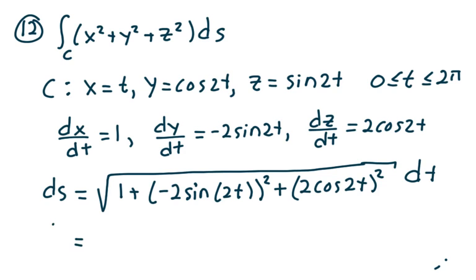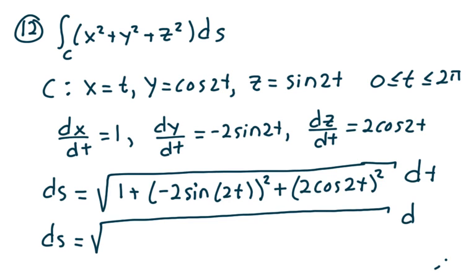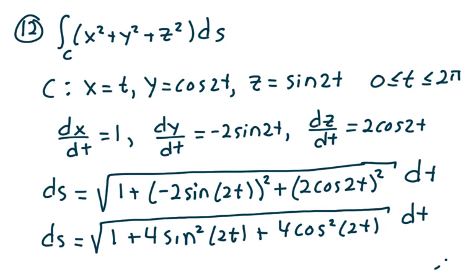And so here, ds is the square root of 1 plus 4 sine squared of 2t plus 4 cosine squared of 2t, and then, again, that's dt. If I factor out a 4, notice I get sine squared plus cosine squared, which is equal to 1, right? And so that says that ds is square root of 5 dt.